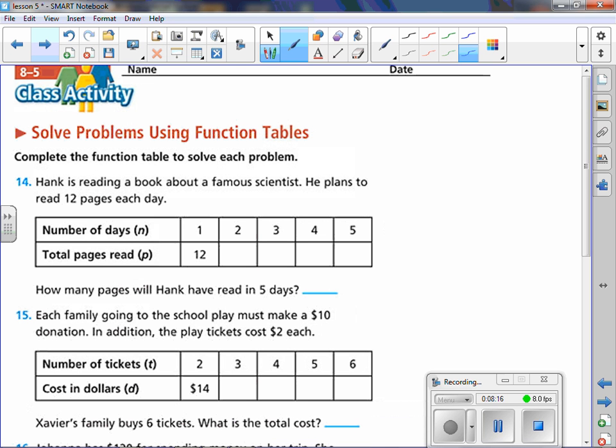Okay, again, you're just looking at filling in some of these expressions. Hank is reading a book about a famous scientist. He plans to read 12 pages per day. Okay, so how many pages will he read? So it's like 2 times 12, right? 24. 3 times 12, 36. 4 times 12, 48. 5 times 12 is 60. So on the 5th day, he'll have read 60 pages.